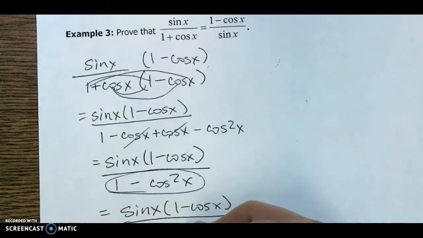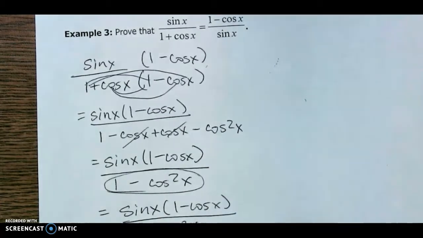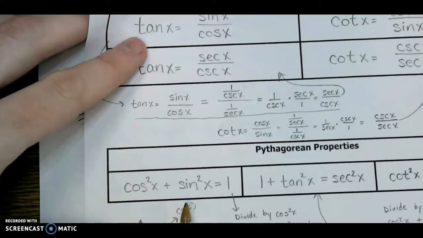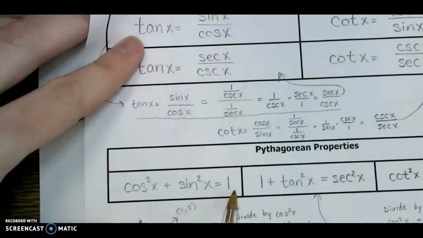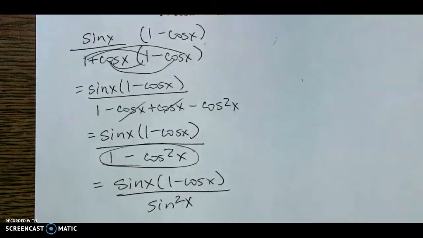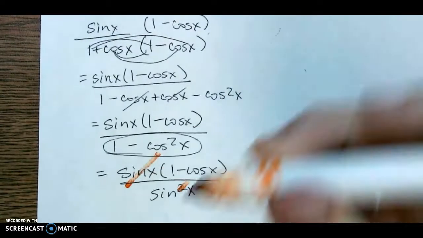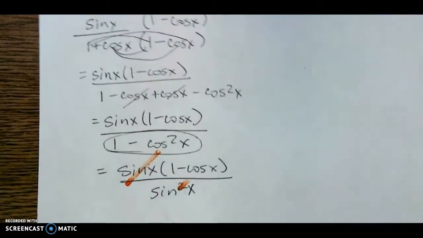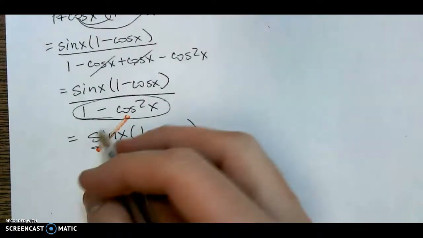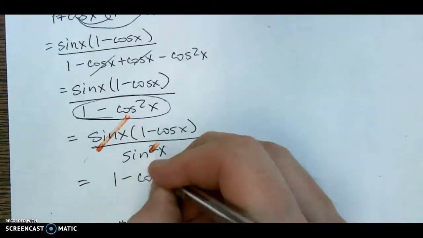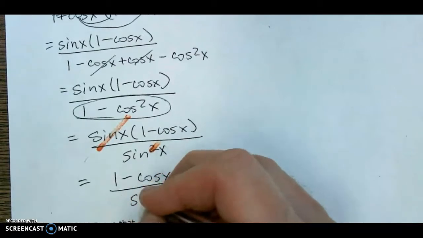Why does the bottom change into sine squared? Because it is Pythagorean. If you go back to the same one that we keep using, if I subtract cosine squared to the other side, I get 1 minus cosine squared, which ends up giving you sine squared. Now we can see that one of these sines will cancel, so it's not going to be squared anymore, and you get what you wanted to prove. You get 1 minus cosine over sine.